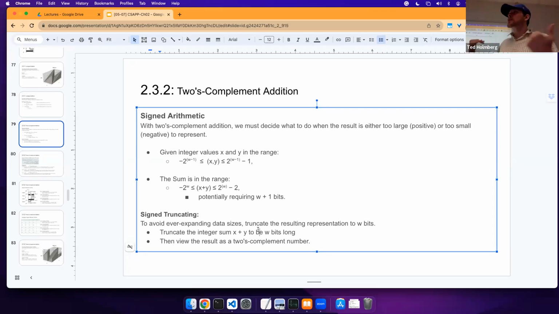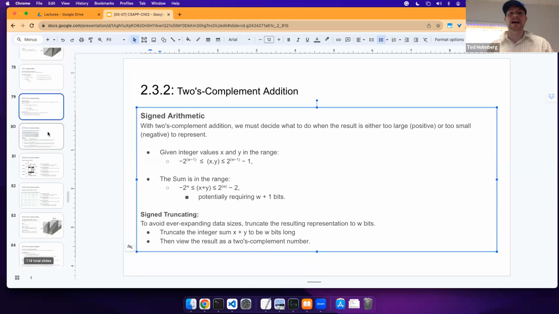And then you could do detections to see if an overflow occurred or not. But those least significant bits are still carrying the values of the summation. They still represent the correct bit orientation. Okay, so with sign truncating, we have to avoid, again, our ever-expanding data sizes. So we truncate the integer to w bits long, that's what I just said. But then this is where we deviate from unsigned. We have to take the result and interpret it as a 2's complement number, which is obvious, right? Because that's the data type we're currently looking at.